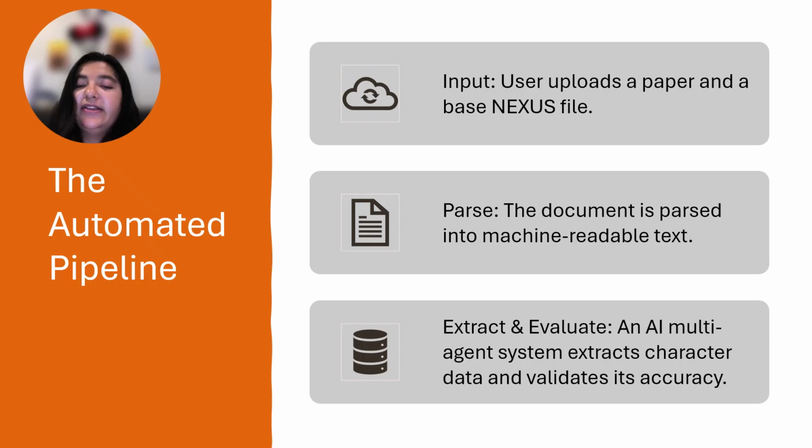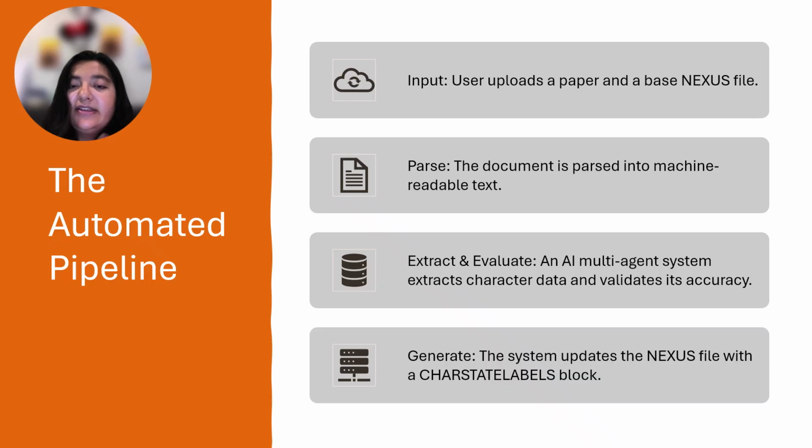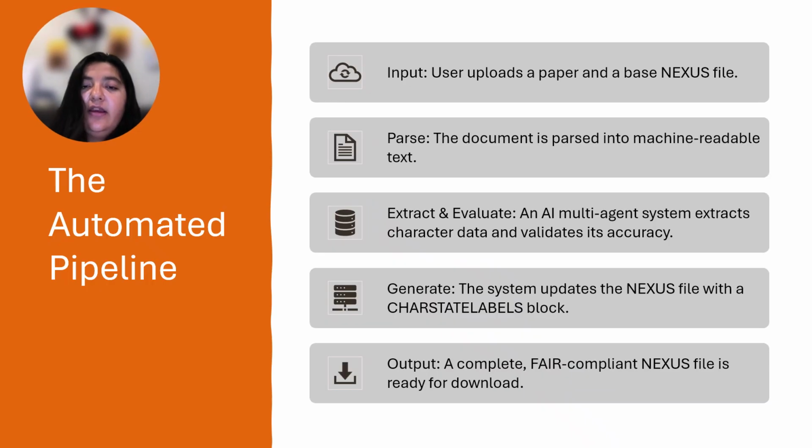Next, it extracts the information that we ask it to, which means the character list, and it validates its extraction skills and kind of verifies that it's extracting the correct thing. And then it generates an updated Nexus file with a character state labels block, which is something that I showed you before, a complete Nexus file. And again, out the other end, we get a complete, FAIR-compliant Nexus file ready for download, which means that researchers can focus on their science instead of constantly manually laboring to create a morphological matrix that takes like 10 hours to encode 300 characters.